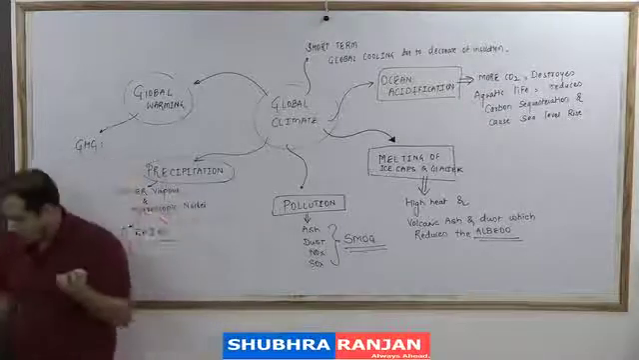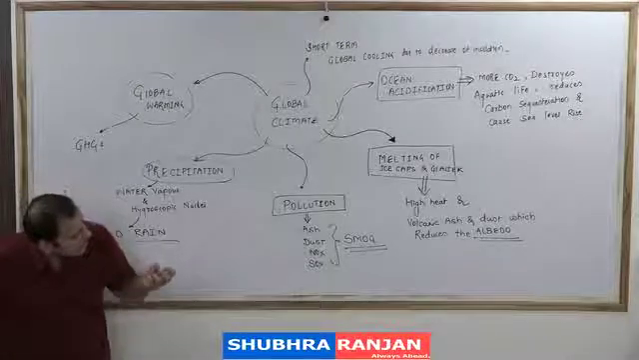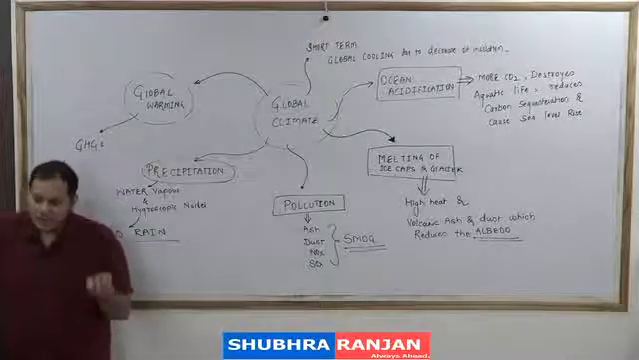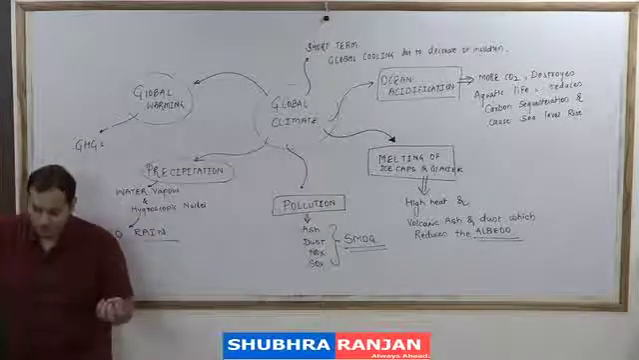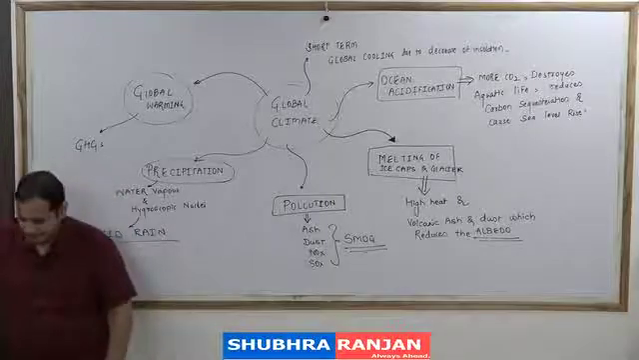Sir, then how does it raise the sea level? Ocean acidification. When oceans become acidic, they will become warmer. And because they become warmer, the sea level will rise.